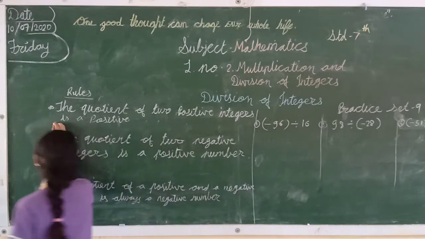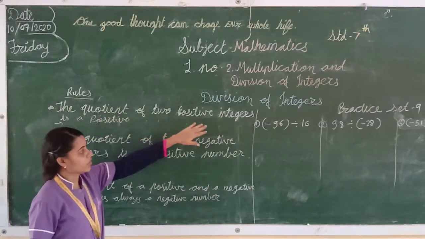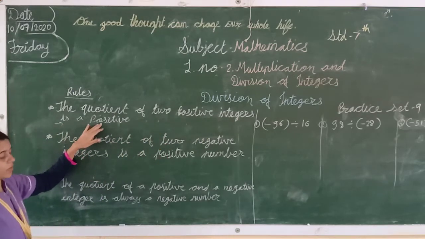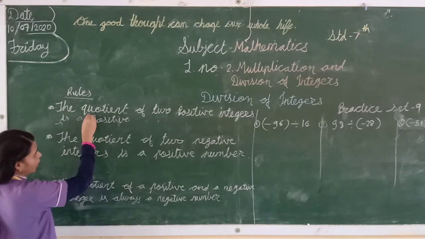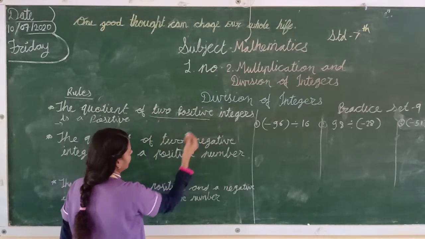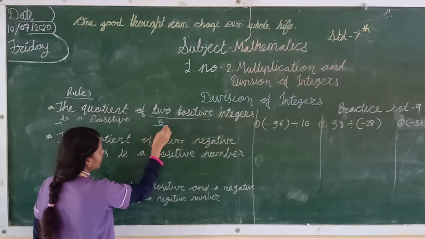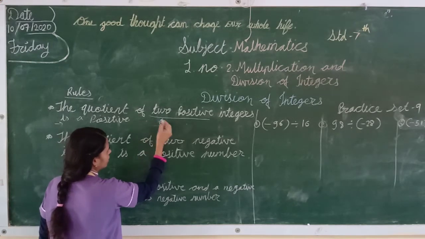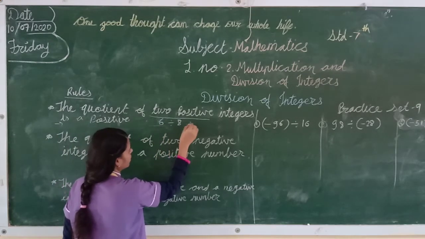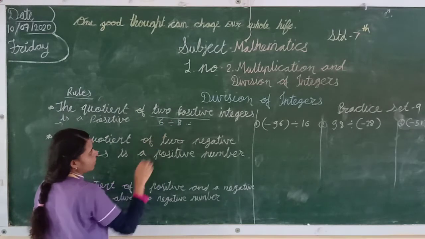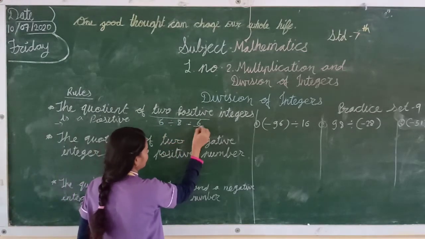First, the quotient of two positive integers is positive. What does this mean? The quotient of two positive integers means we have two positive numbers, like 6 and 8, and we have to divide them. 6 divided by 8. Both are positive numbers, so their answer will come positive. How do we do it? 6 upon 8.